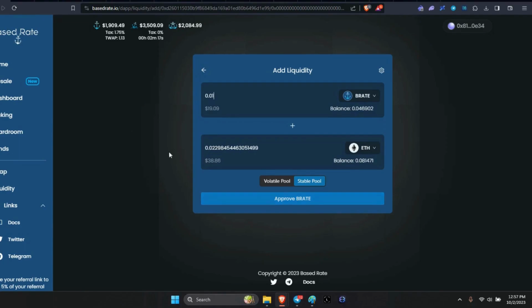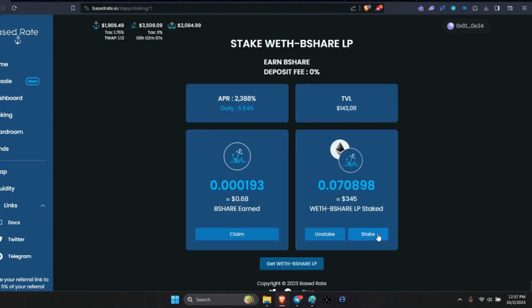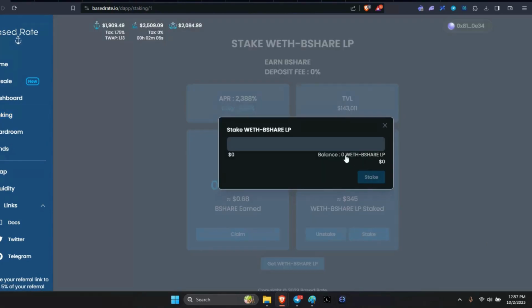Just that easy. Then at that point, you would just go back into staking, which we just did with the B share and the ETH. Then I would come in here and click stake. This will be populated with how many LPs I have. Click that, click stake, and all set.